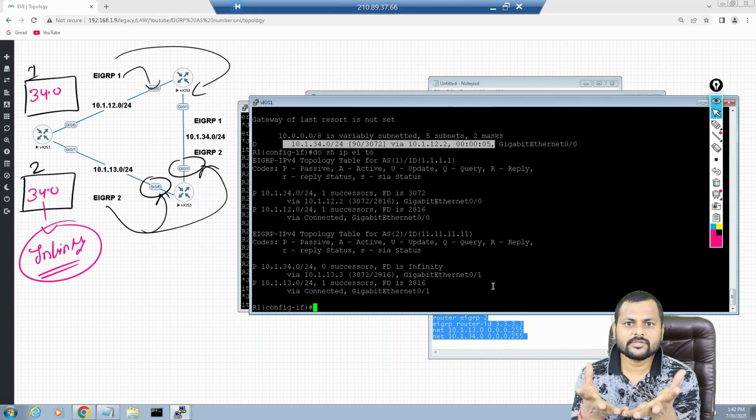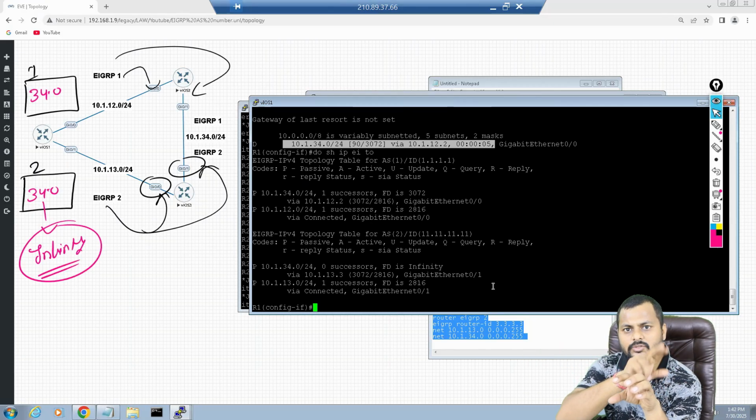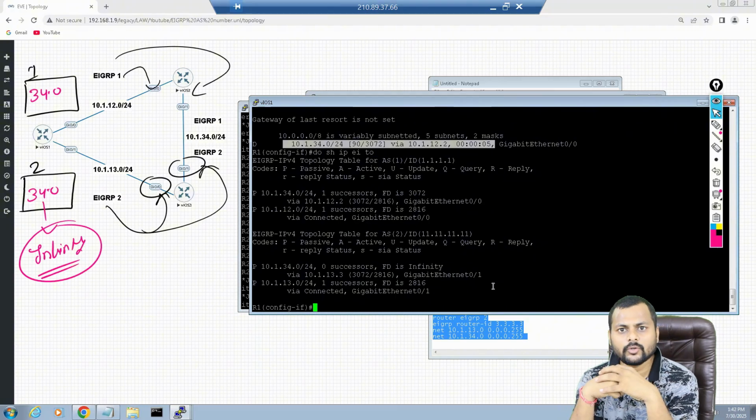So the conclusion is very simple. When the router, this is router 1, receives the route from AS number 2 and receives the route from AS number 1 as well, I'm giving the lower autonomous system as a preference.